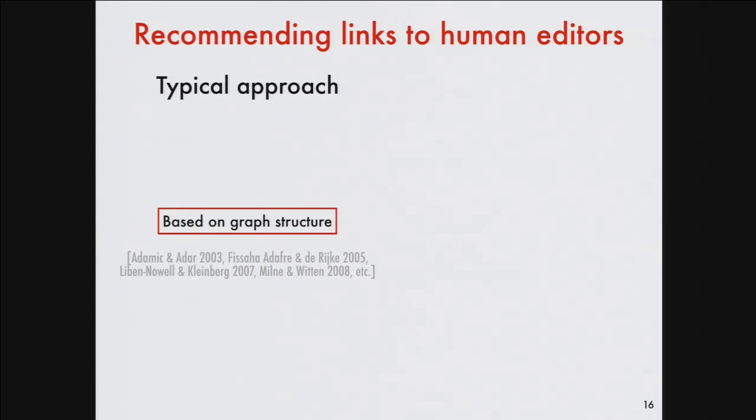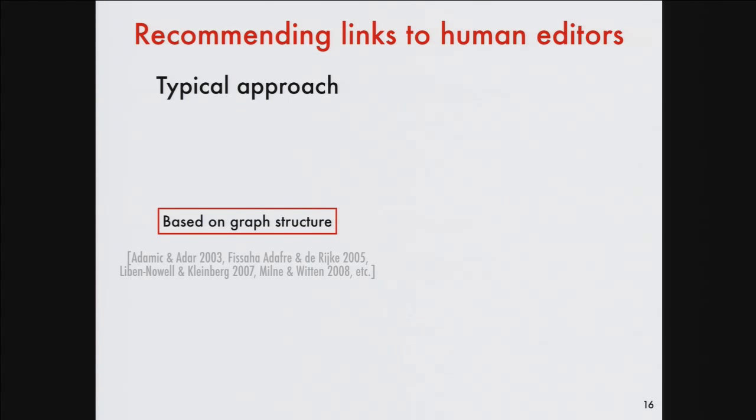And given the importance of the task, it's not surprising that there's been a bunch of work on it. But one thing that most of the previous approaches have in common is that they tend to be based on the graph structure only. One typical heuristic would be triangle closing, which says that if you have two pages that already have a lot of common neighbors, then you should also add a direct link between those.